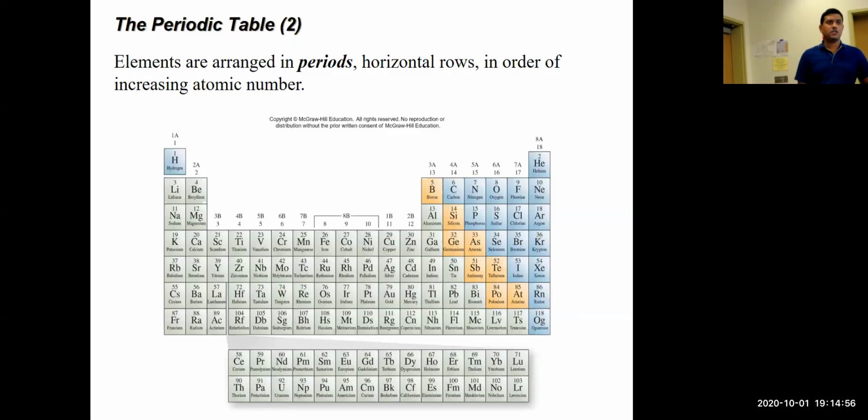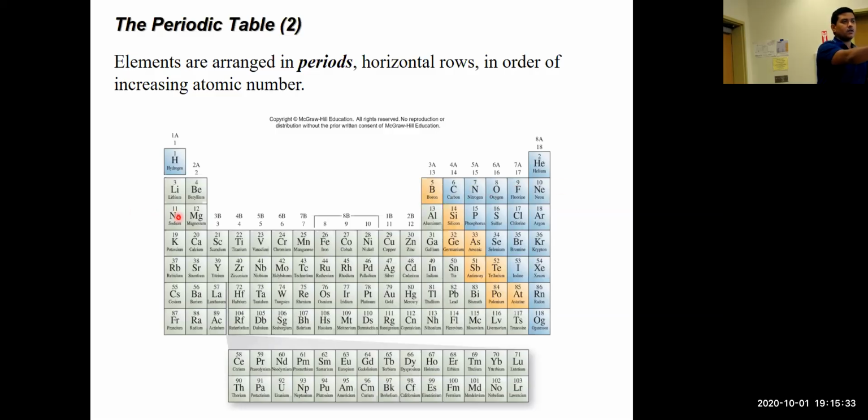Now, first you need to know what we call the periodic table. The periodic table is arranged with periods horizontally and groups vertically. Horizontally, the elements are arranged in order of increasing atomic number. You see 1 here, and if you go across period 1, you see 2, so it has 1 more atomic number. See 3 here in period 2, and 4 next to it, 5 next to it, 6, 7, 8, 9, 10.